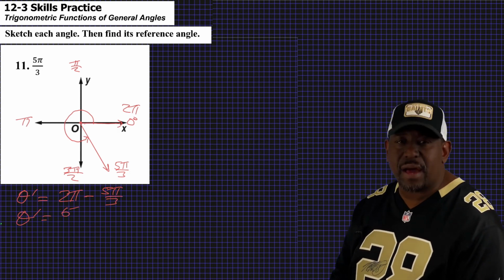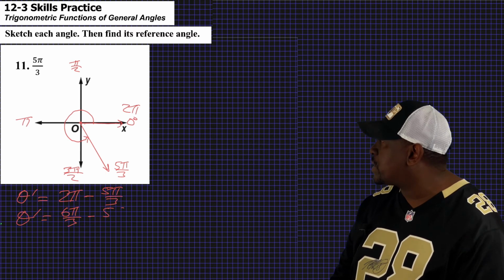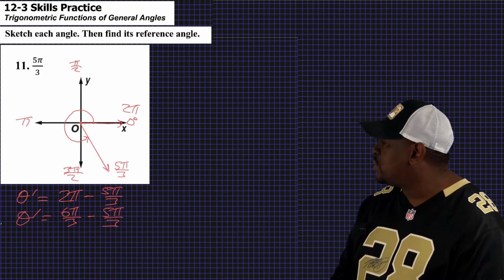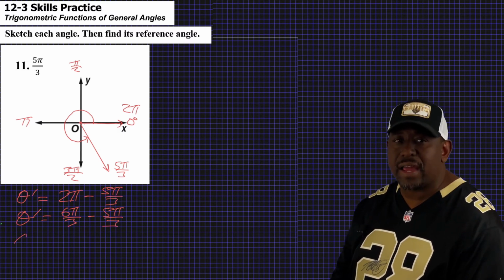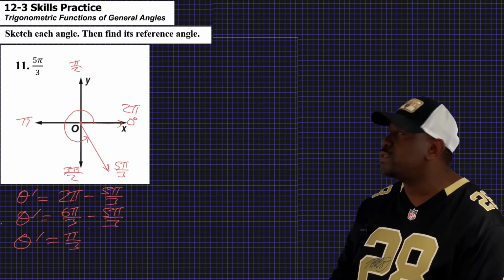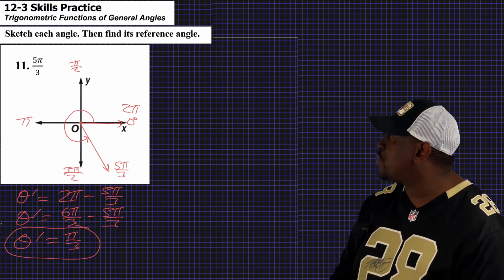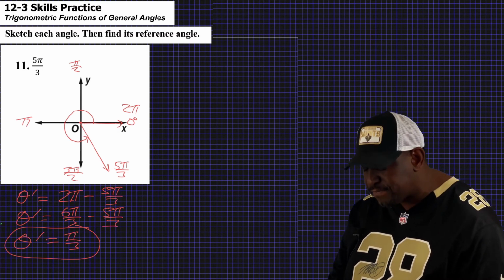We get our least common denominator, so we get the fractions the same. So 2 pi becomes 6 pi over 3. We subtract 5 pi over 3, and that answer will be pi over 3. And so that will be the reference angle for 5 pi over 3. We circle that answer. We're done.